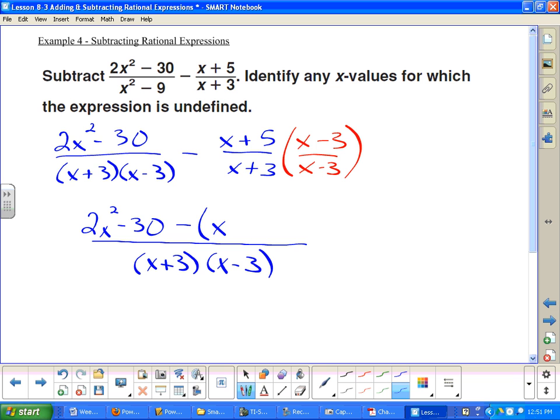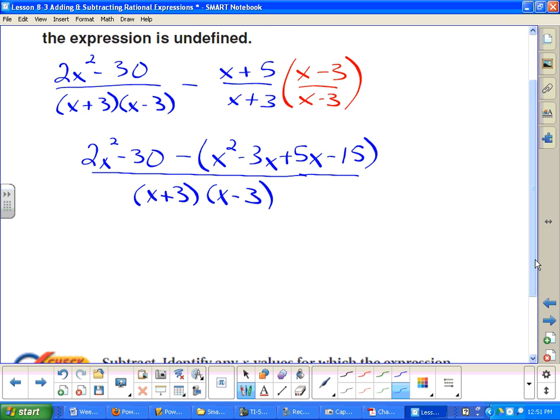All right, I'll go ahead and FOIL. So we get x squared minus 3x. 5 times x is 5x. 5 times -3 is -15. But I'm going to put that in parentheses. Unfortunately, if you write big, this takes quite a bit of paper sometimes. Now I can simplify it and distribute the negative.